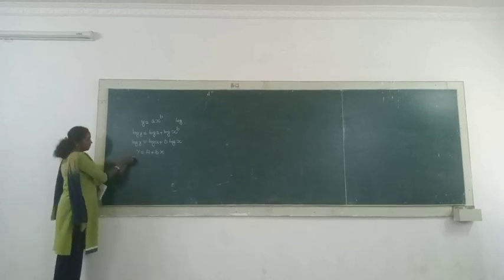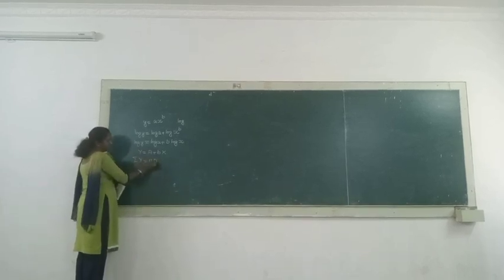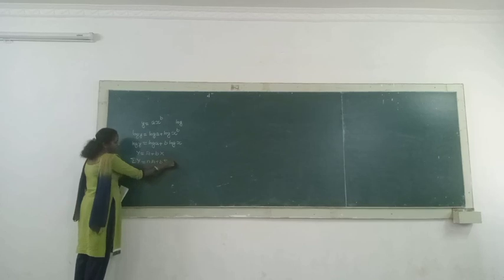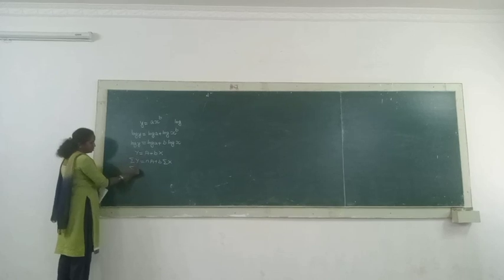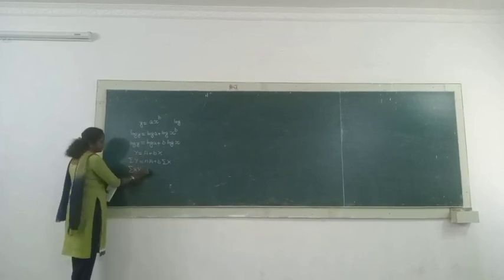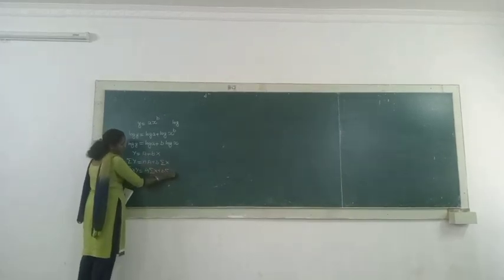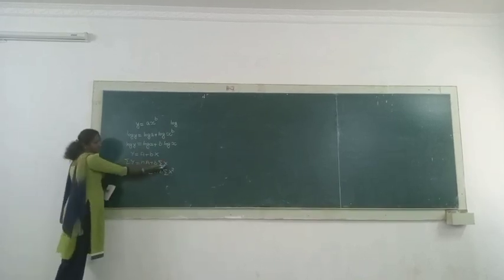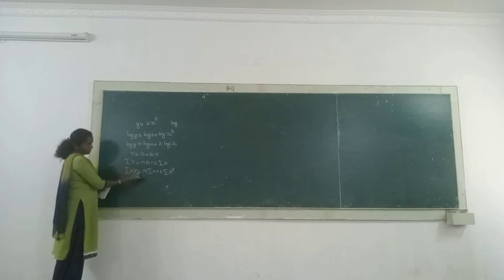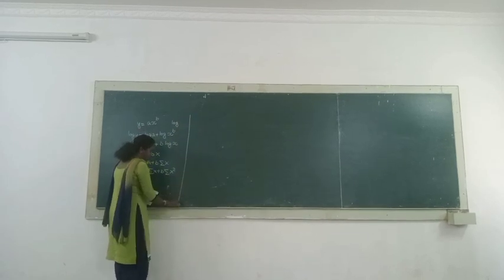Now we write the normal equations in terms of the straight line. We know that the first normal equation for the straight line is summation Y is equal to n into A plus b summation X. Similarly, the second normal equation is summation XY is equal to A into summation X plus b into summation X square. Now we have to form a table which contains capital X, capital Y, capital X into Y and capital X square.